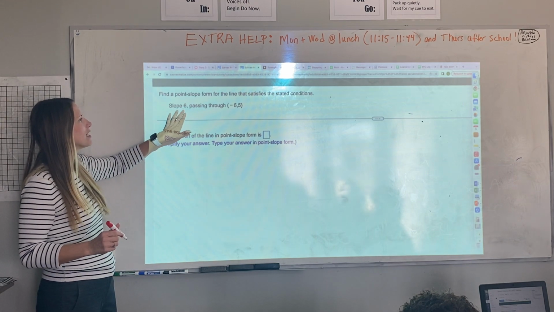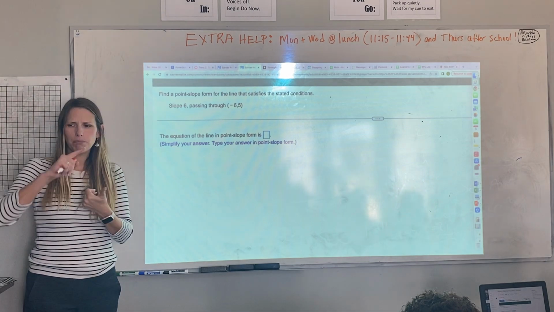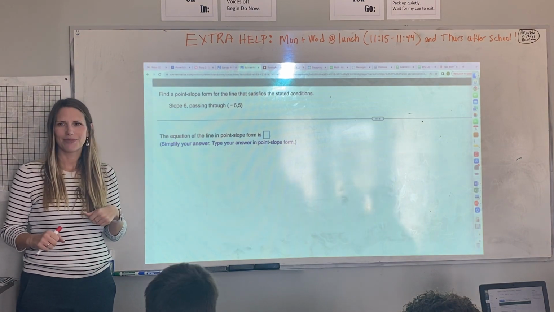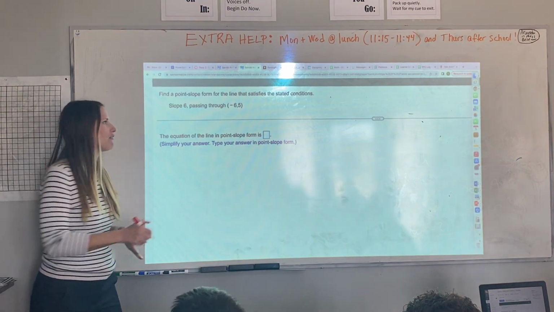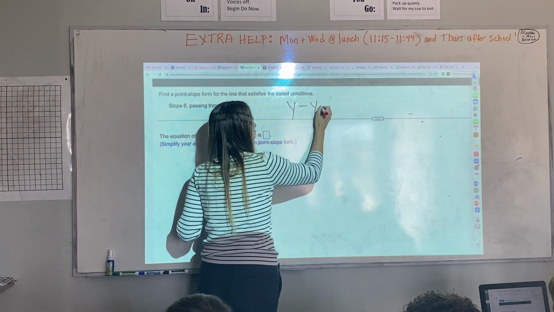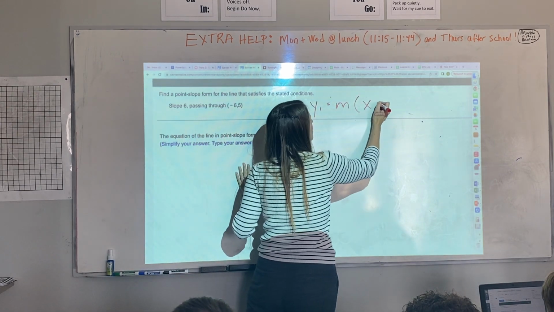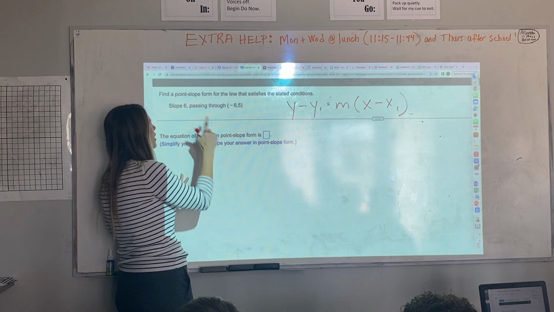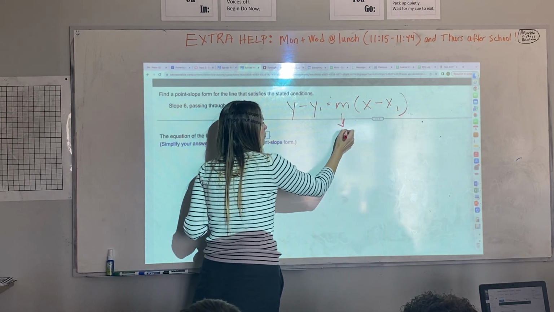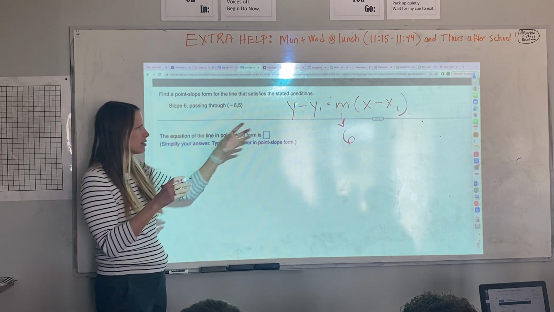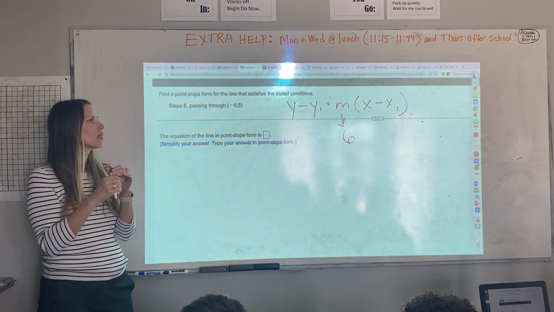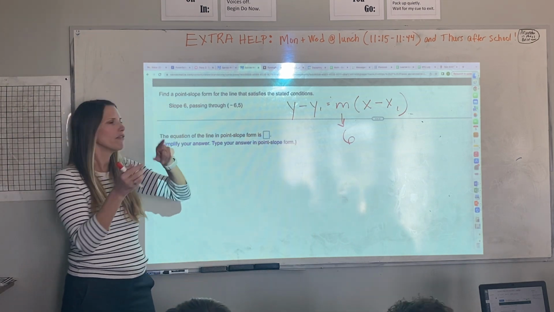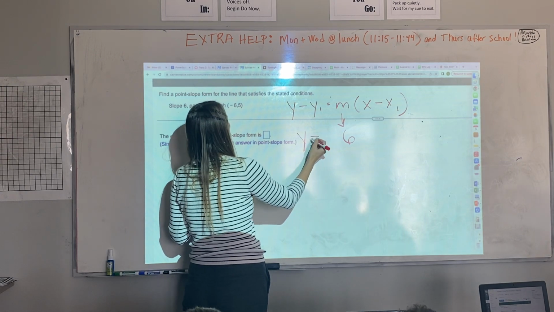So slope 6, passing through a point. They want it in point slope form. They're giving us a point, and they're giving us a slope. If we want point slope form, y minus y1 equals m times x minus x1. So we have our slope. Sub in your m for your slope, 6. And then which parts of our x and y? The 5 goes to the y. Which one am I replacing, the y or the y1? Y1. Very good. We keep our y, we replace the y1 with 5.